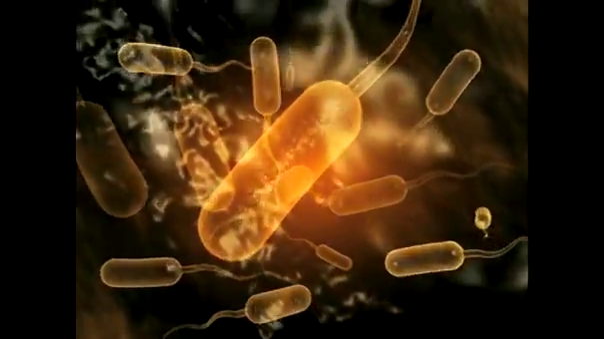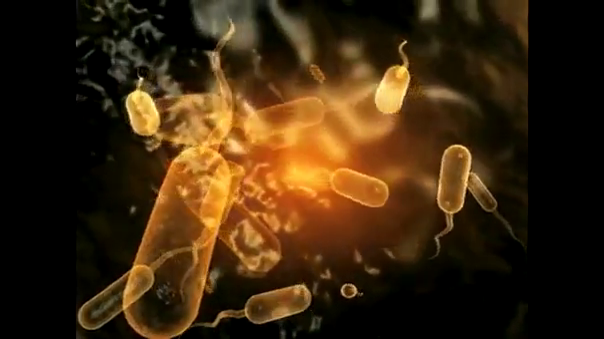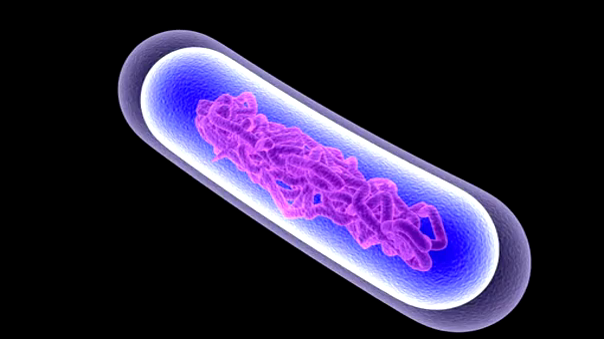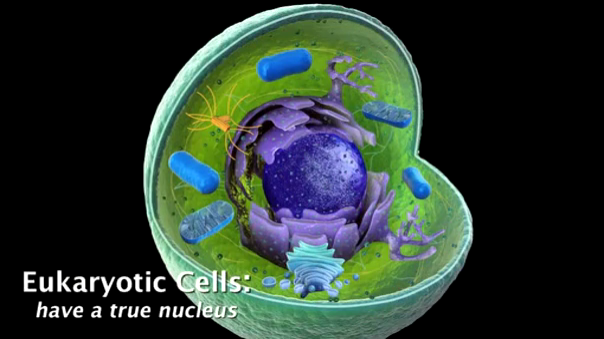Today, biologists classify cells into two basic types. The first are the simple prokaryotic cells, which lack a true nucleus, such as the cells of bacteria. The second are the much more complex eukaryotic cells, which have a true nucleus, such as this animal cell.